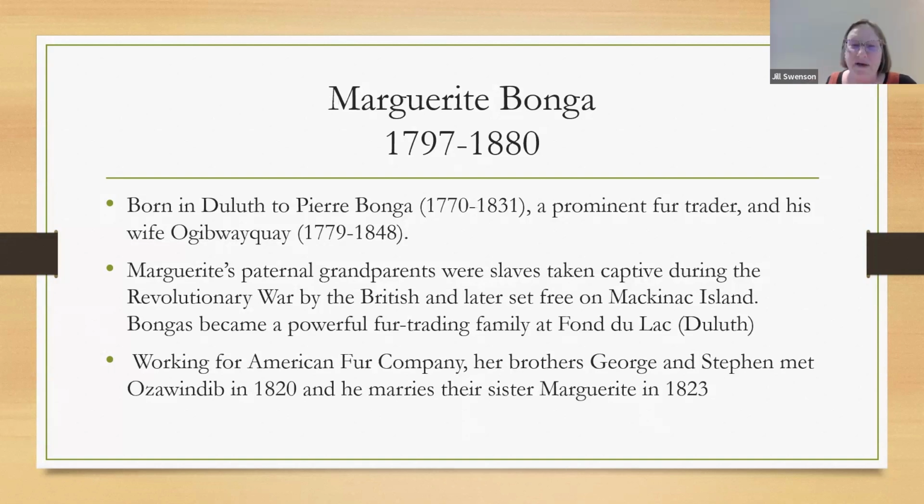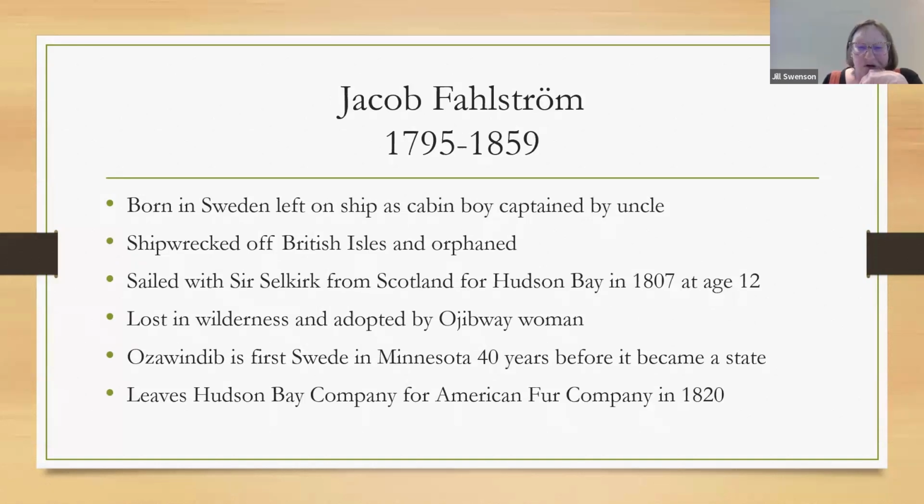But who was the first Swede in Minnesota? Jacob Falstrom. Like Alice in Wonderland, I felt like I was growing smaller and my world was getting bigger. Jacob Falstrom was born in Stockholm. Young Jacob became a cabin boy and left on a ship his uncle captained, headed for England. According to legend, the ship crashed and young Jacob survived, but his uncle did not. By the age of 12, he had found his way to London.